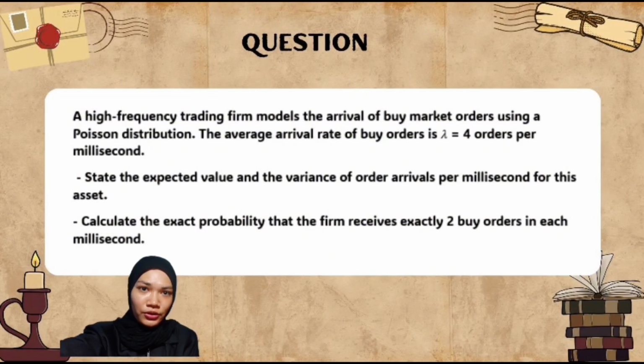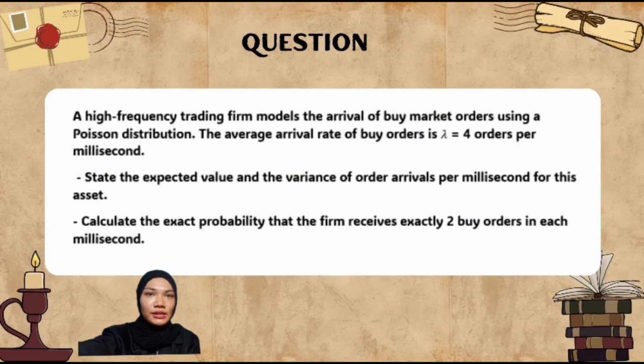So for question 3, a high-frequency trading firm models the arrival of buy market orders using a Poisson distribution. The average arrival rate of buy orders is lambda equals 4 orders per millisecond. The first part is to state the expected value and the variance of order arrivals per millisecond for this asset. And the second part is to calculate the exact probability that the firm receives exactly 2 buy orders in each millisecond.